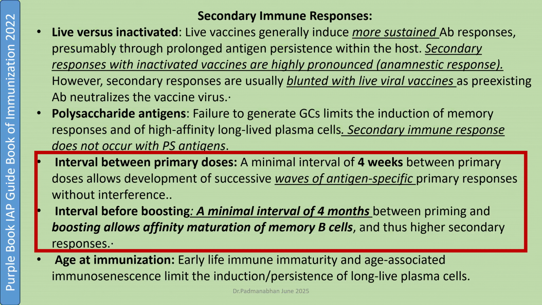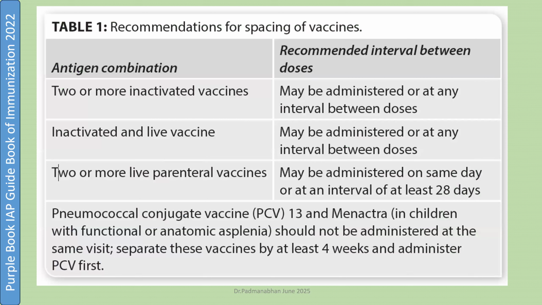Anyway, now read through this, please. Recommendation of spacing. Antigen combination, recommended interval between doses. Two or more inactivated vaccines may be administered at any interval between the doses. Inactivated and live vaccine may be administered at any interval between doses. Two or more live parenteral vaccines may be administered on the same day or at an interval of at least 28 days. Pneumococcal conjugated vaccine. Okay, carry on.